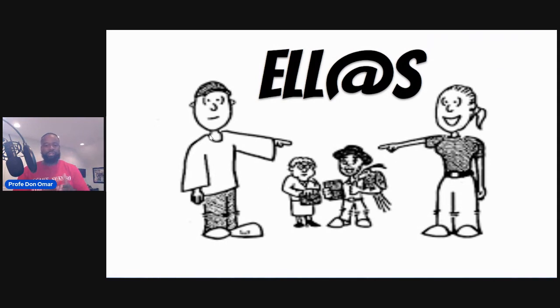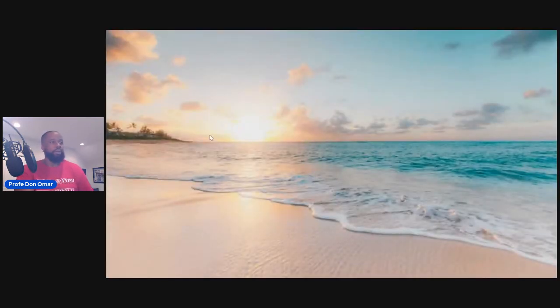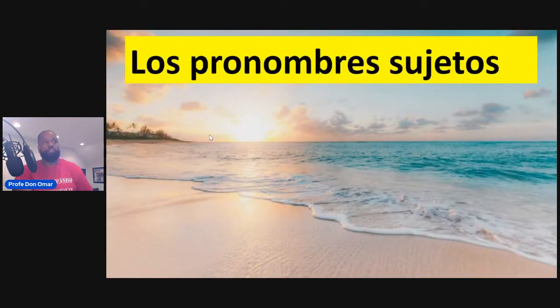Ellos, ellas, significa they, okay? So ellos, they are going to the store. It's a group of guys. It could be a mixed group of guys and girls, all right? Or ellas, a group of all girls, are going to the store. Ellas. Remember that two L's make a Y sound, ladies and gentlemen. Keep rocking with us. All right, damas y caballeros, los pronombres sujetos.